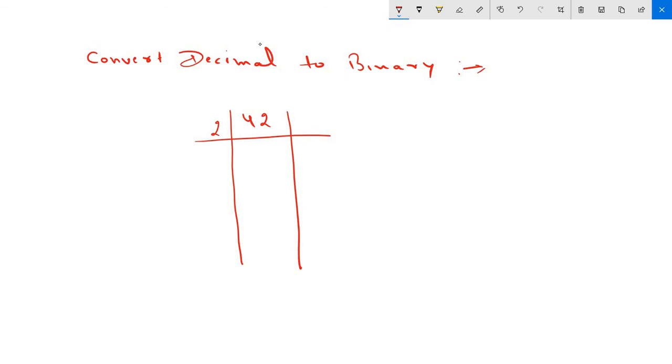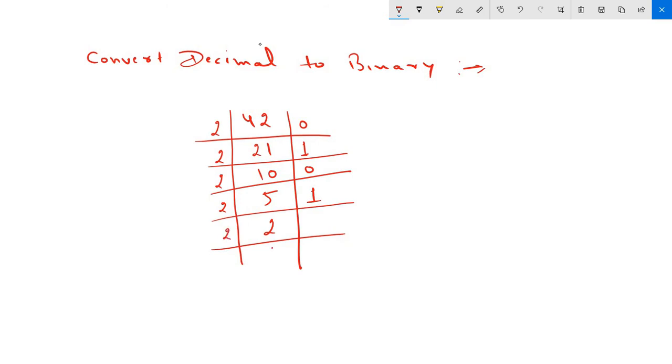21 to the 42 and remainder 0. Then once again 10 to the 20. So 10 is the quotient, write it down here, and remainder 1. After that 5 to the 10, remainder 0. Then 2 to the 4, remainder 1. And after that 2 1s are 2, remainder 0.